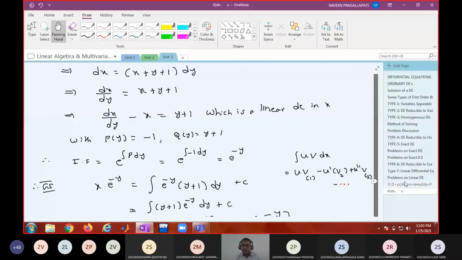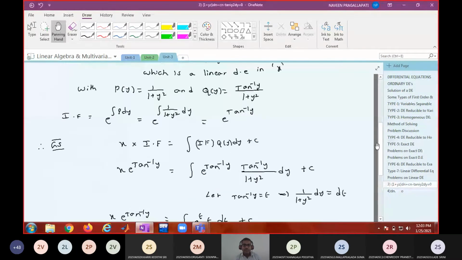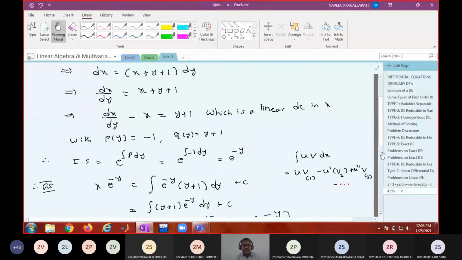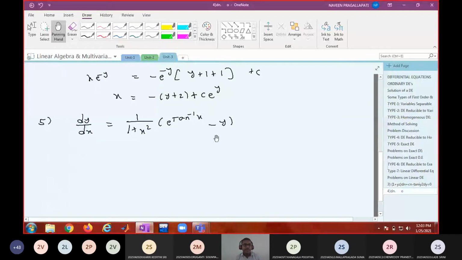Yes. Previously, it was linear in x. Now, it is linear in y. Same problem. Just changed the roles of x and y. Is that okay? So you may consider it as homework. Just interchange the roles of x and y.